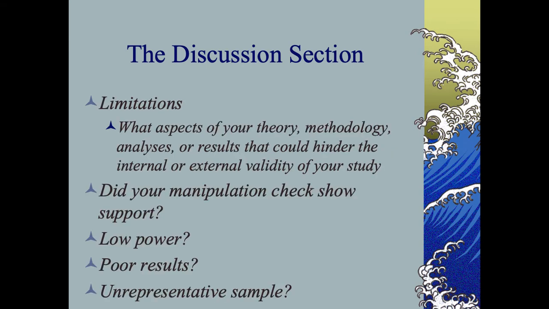Limitations, of course, are those aspects that sort of maybe hindered you or sort of hurt you in getting your statistical significance. So this could be internal, external validity related. In terms of internal validity, maybe the reliability, maybe the manipulation check showed poor sort of performance. This could result in low power.